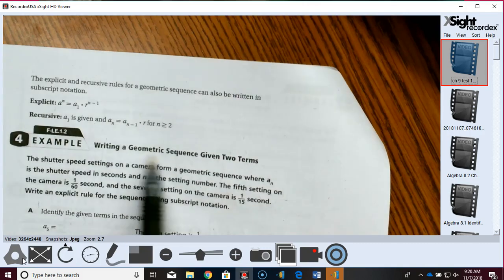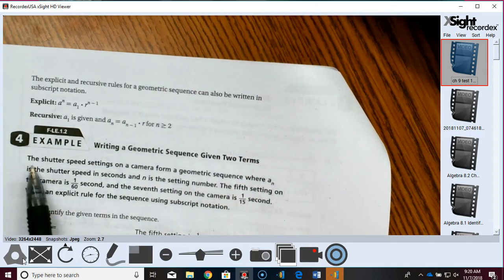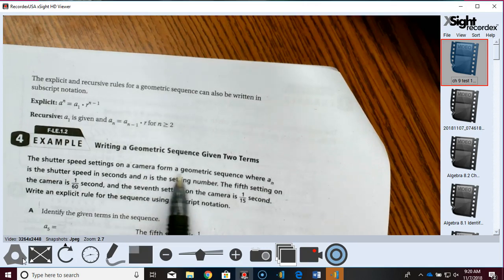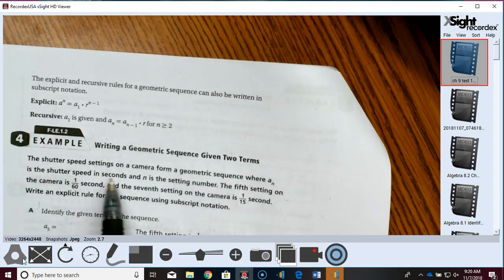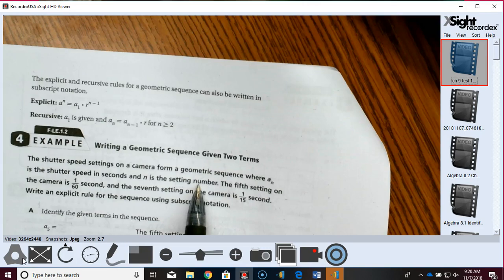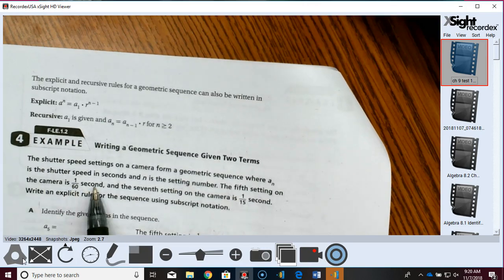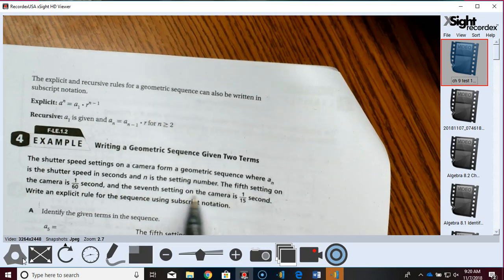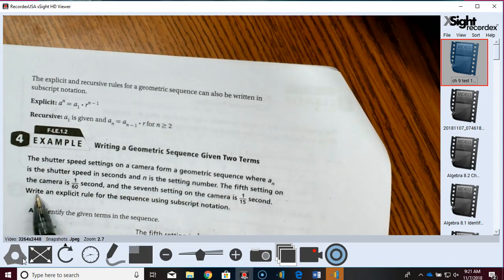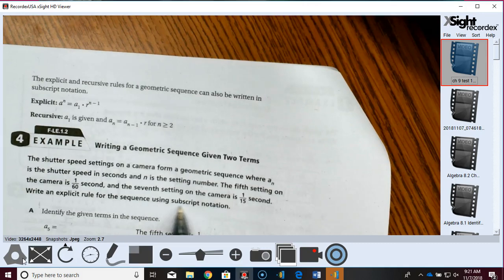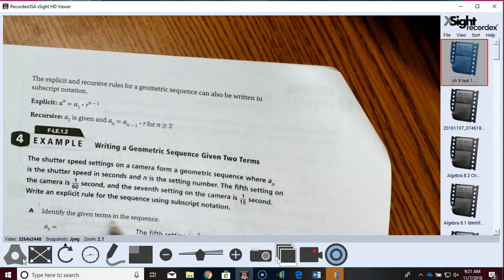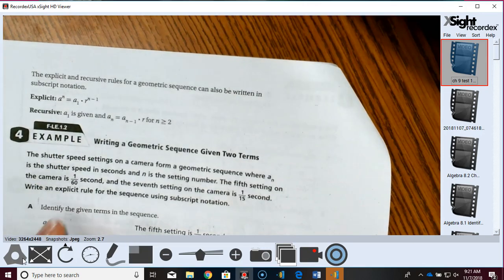Writing a geometric sequence given two terms. The shutter speed settings on a camera form a geometric sequence where a sub n is the shutter speed in seconds and n is the setting number. The fifth setting on the camera is 1/60th of a second. The seventh setting on the camera is 1/15th of a second. Write an explicit rule for the sequence using subscript notation. Identify the given terms in the sequence. Okay, so a sub 5 is going to be 1/60. A sub 7, they told us, was 1/15.